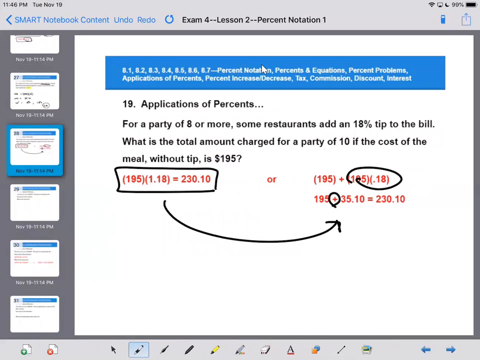I don't care which method you use. If you like the method on the left and you understand how to get there, or if you like the method on the right, it doesn't matter, you get to the same answer. It's just whatever makes sense to you.